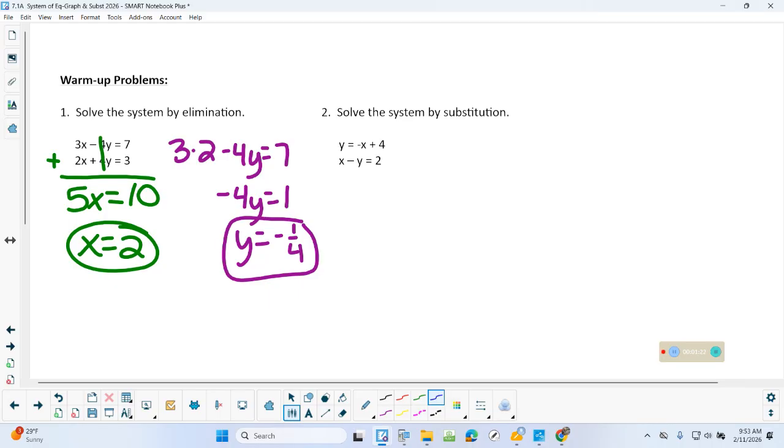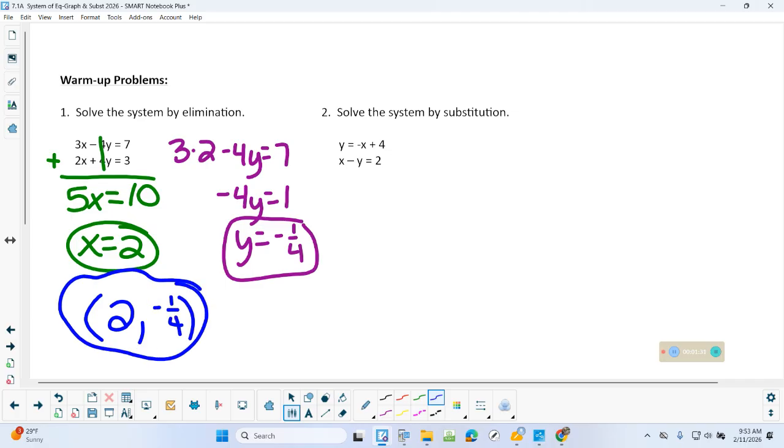Now, I don't care if you leave the answers like that. Sometimes I write them like that. Sometimes I get fancy and I put them ordered pair style. X first, Y second. Doesn't matter to me if you leave them separate like I have the green and the purple, or you write it ordered pair. Like I said, I kind of mix and match.